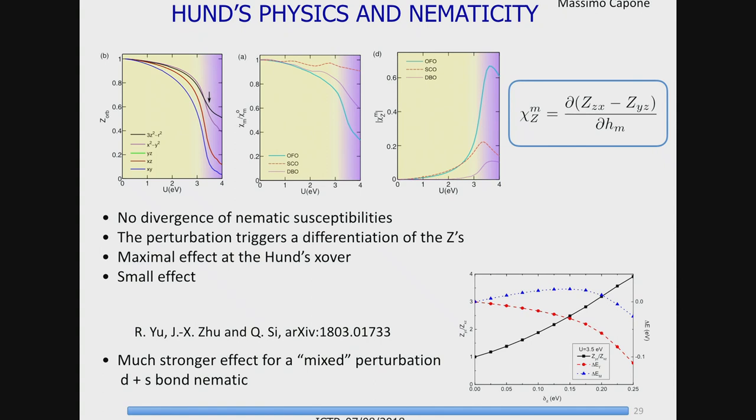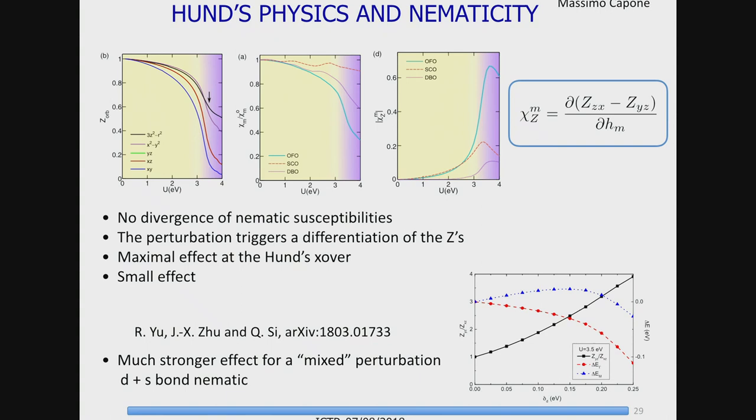Actually, more recently, Chimiaosi and co-workers have found that if you take a mixed perturbation, which has a combination of D plus S bond nematic ordering, you can even get some much larger differentiation between the orbitals, which goes in the direction of the experiments. I cannot add much on this because I didn't actually do the calculation.